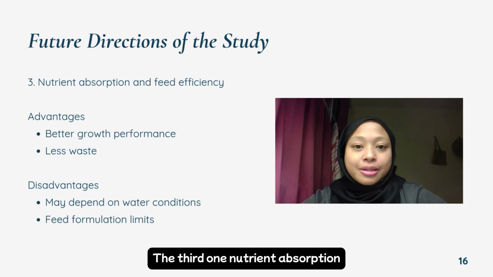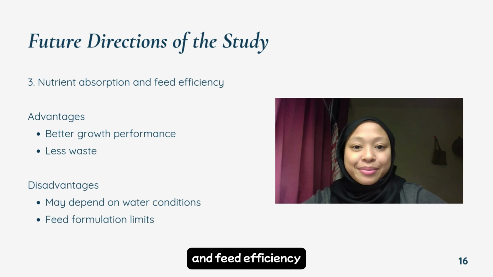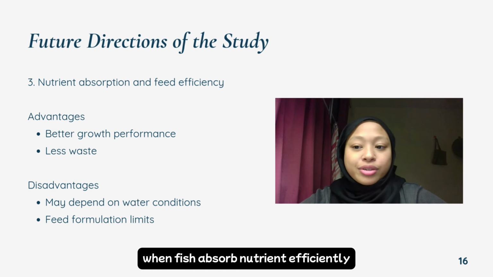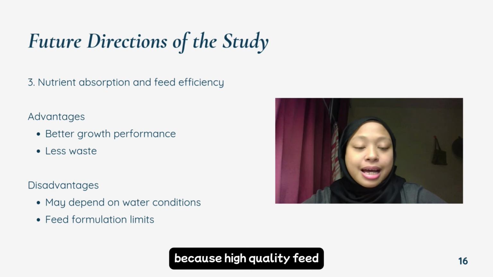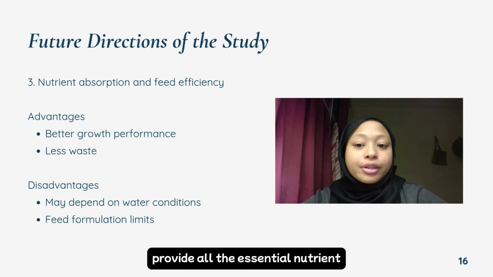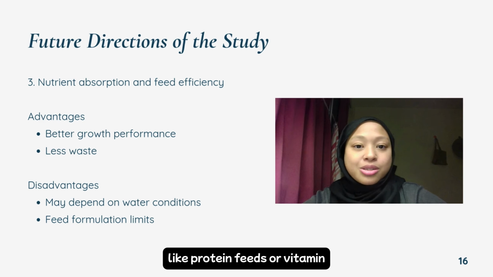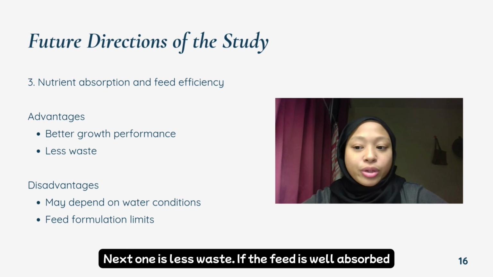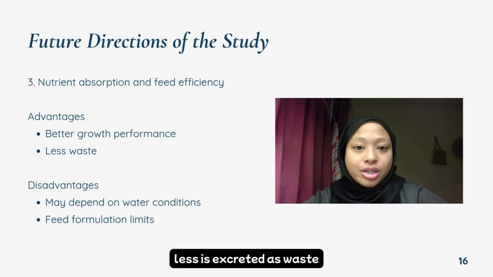The third one, nutrient absorption and feed efficiency. The advantage of nutrient absorption is that when fish absorb nutrients efficiently, they grow faster and healthier because high quality feed provides all the essential nutrients like protein, fats, and vitamins. Next one is less waste. If the feed is well absorbed, less is excreted as waste.